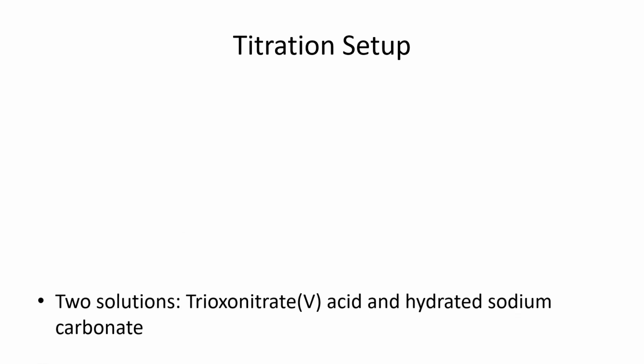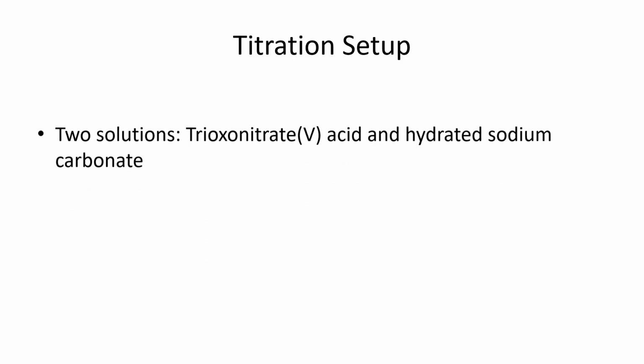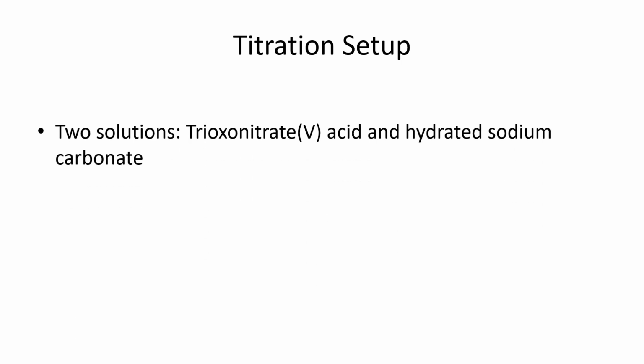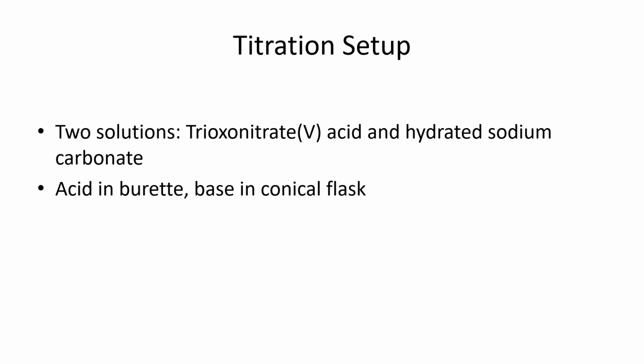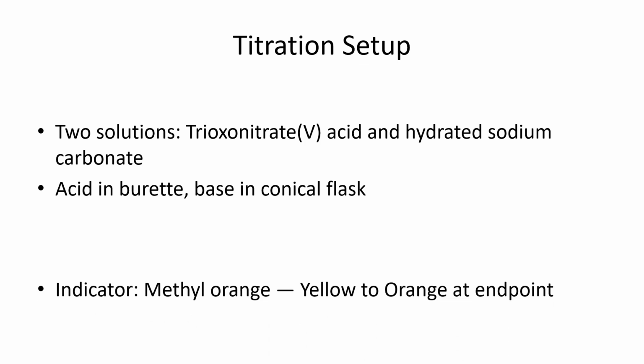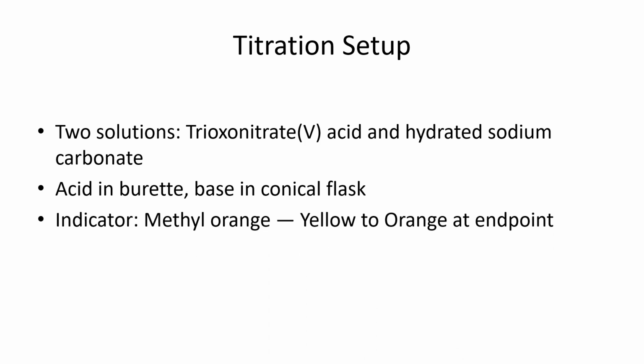Imagine we're working with two prepared solutions. One is a dilute trioxonitrate 5 acid, and the other is a hydrated sodium carbonate solution. The acid is placed in a burette and carefully titrated into a known volume of the carbonate base in the conical flask, using methyl orange as an indicator. As acid is added, the color changes from yellow to orange, indicating the endpoint. The endpoint color is orange.